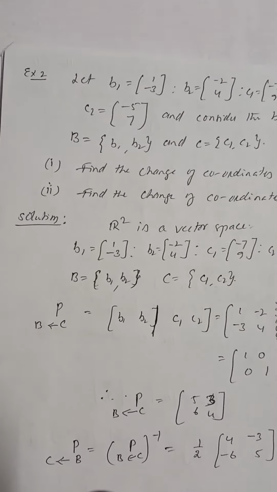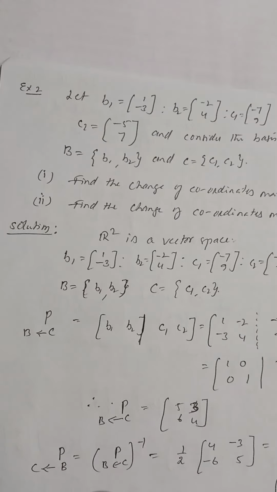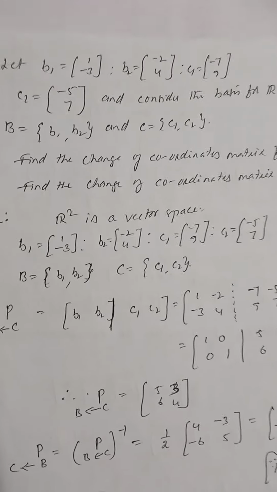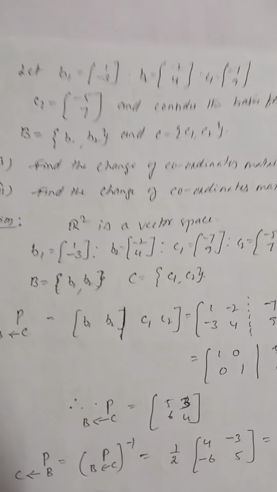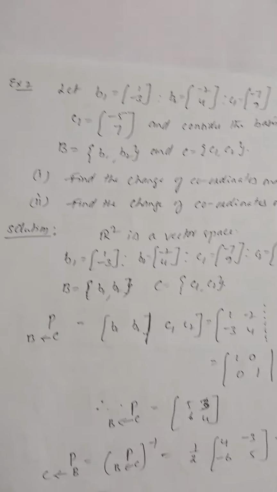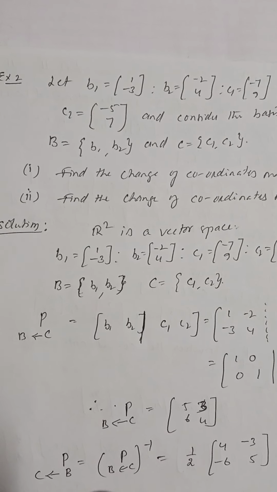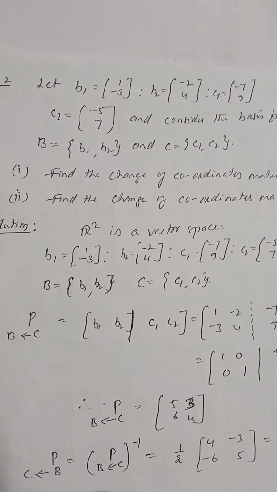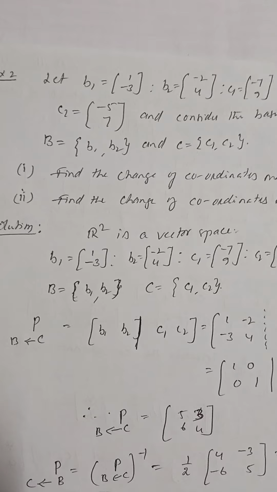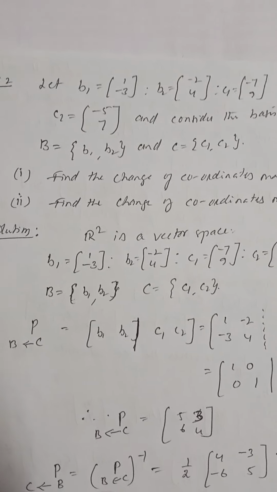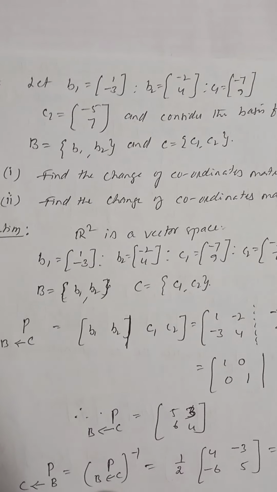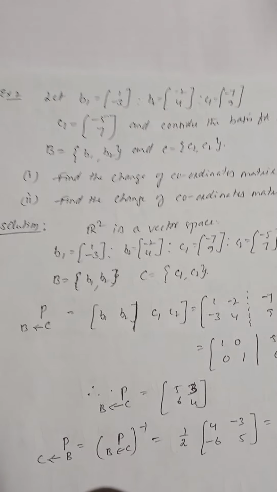R square is a vector space. We know that R square is a collection of all ordered pairs whose entries are real numbers, and it is a vector space. What is R cube? R cube is the collection of all ordered triads. Triads means (x, y, z), where the entries are real numbers. That is called all ordered triads. That is also a vector space.